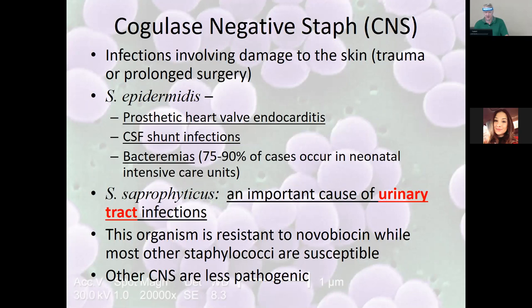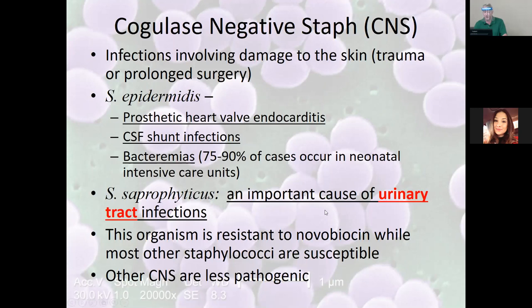So we can still get staph epidermidis to cause issues. Prosthetic heart valve causing endocarditis, a cerebral spinal shunt causing an infection. Anytime we introduce something through the skin. Bacteremia, 70 to 90% of the cases occur in the neonatal intensive care unit.